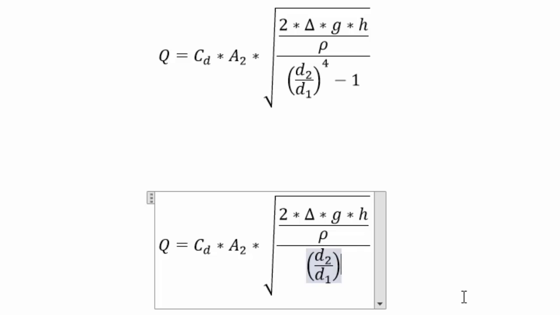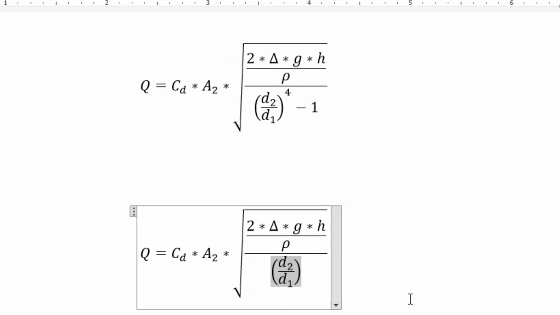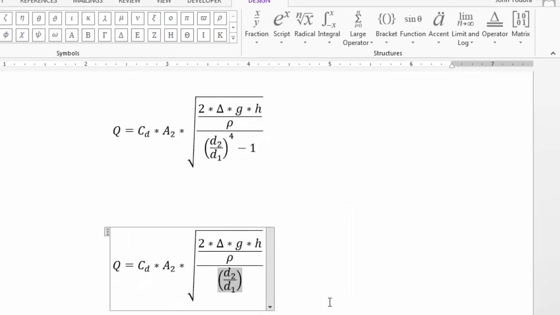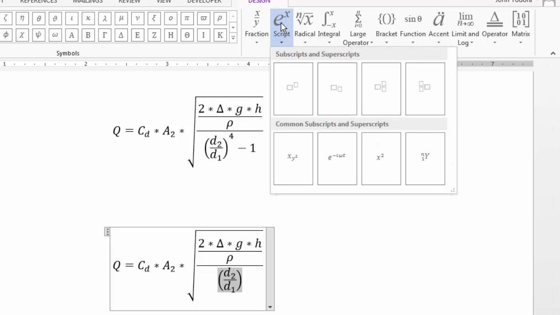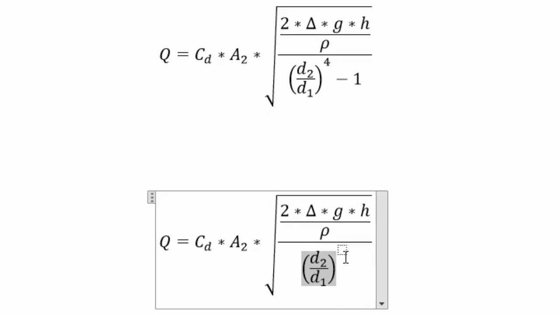I want to select the whole thing, so I'm going to hold the shift key and arrow to the left. I'm going to do my left arrow. Now it's all selected. It's darker gray. I need this to be superscripted. So I'll come up to the structures, click on scripts. This time I'm going to add a superscript. And now I get my superscript placeholder. I can click into it, type a 4.